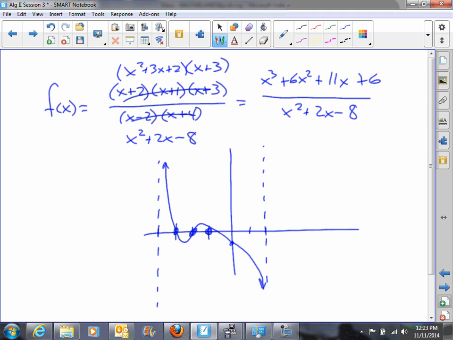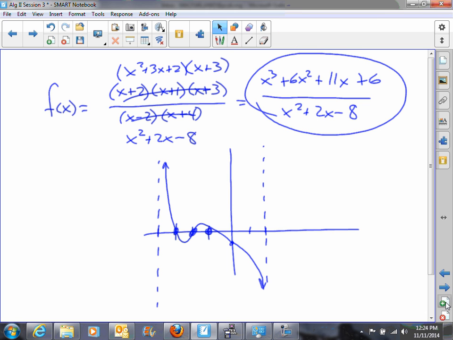Now, we need to know what happens outside. To find the slant asymptote, what you do is you take your rational expression and you divide your denominator into your numerator. Now, let me do that.